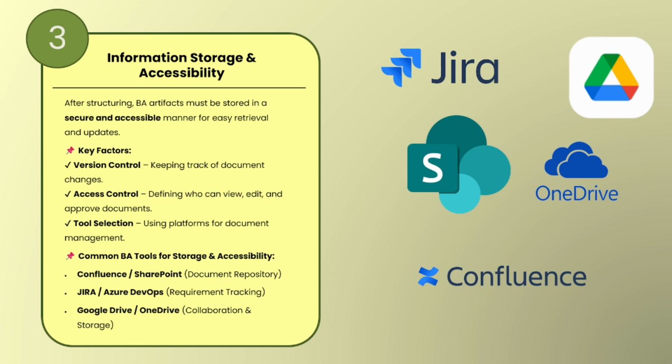Then access control, here defining who can view, edit and approve the document. Well, this is again very important because not everyone needs full access to every document. Access control helps us decide who can only view, who can make changes and who approves the final version. It's keeping things in check and prevents unwanted edits. We will cover access control in detail.